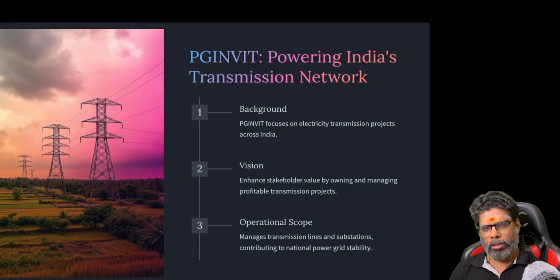The first one which we are going to discuss is PGInvIT. PGInvIT is like Power Grid Infra. The Power Grid infrastructure is a big firm. It's owned by government, right? There are multiple power grid transmissions across all the different states, but not everything is controlled or handled by PGInvIT. PGInvIT handles certain projects, like 4 or 5 major projects.